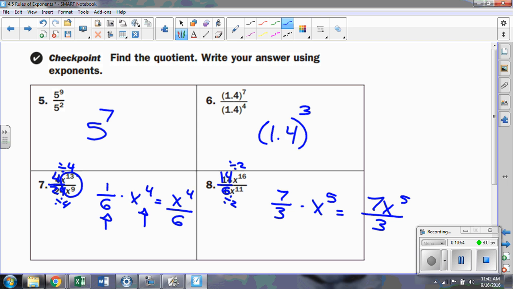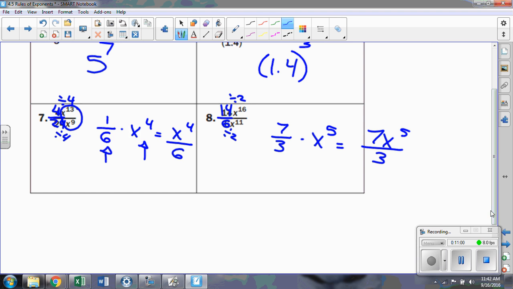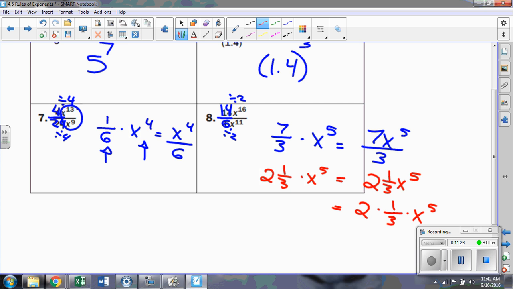A chance you said 2 1/3. We could write 7/3 as 2 1/3, which is absolutely correct. And if we wanted to take that approach, we'd have 2 1/3 x to the 5th. Here's the danger with that. When we write it out this way, it looks like this is saying 2 times 1/3 times x to the 5th, which would actually be 2/3, not 7/3. And so there's a risk that way.